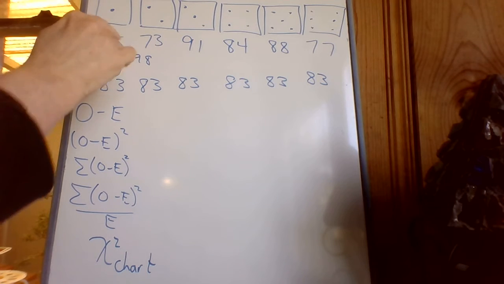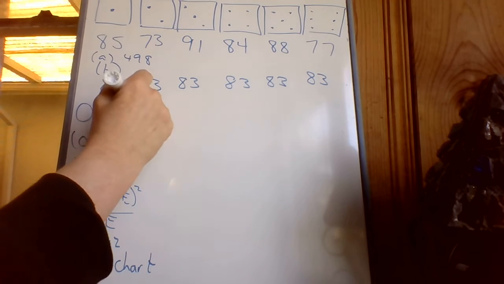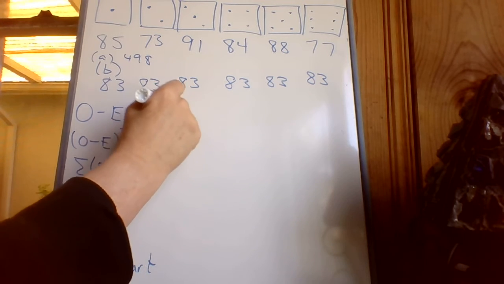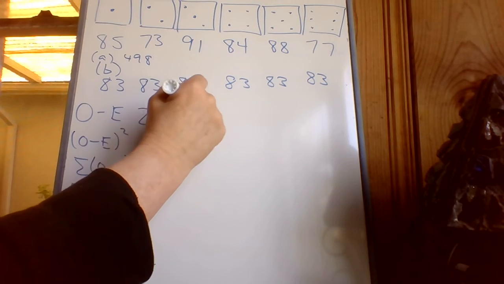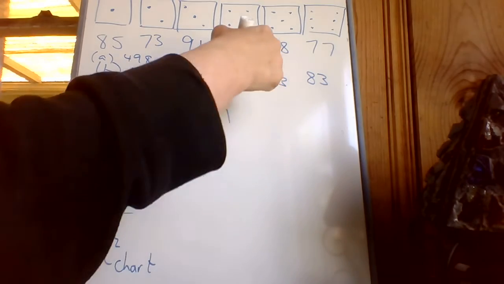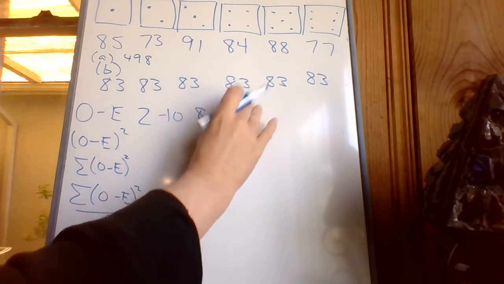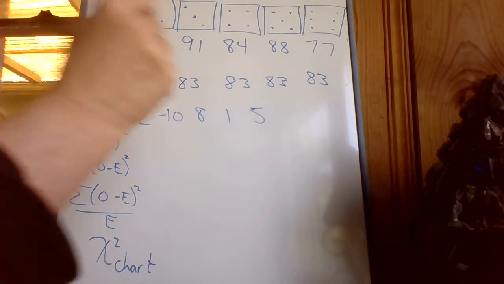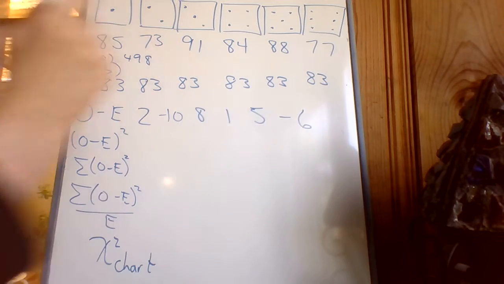Observed minus expected. 85 minus 83, that'll be 2. 73 minus 83, that's negative 10. 91 minus 83, so that's 8. 84 minus 83, so that's just 1. 88 minus 83, so that's 5. 77 minus 83, so that's negative 6.